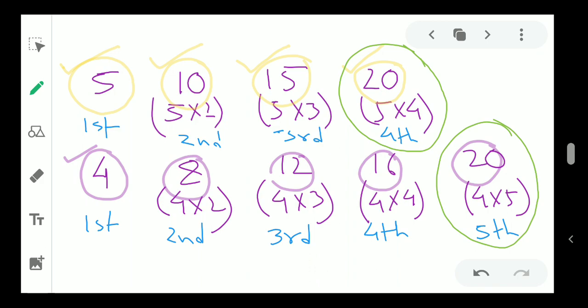Now see why I'm saying lowest, because if you continue this series, you will also get 5 into 8, that is 40. Here also, if you continue the table of 4, you will get 4 into 10 equal to 40. So 40 is also a common multiple, because it comes in both tables, but this 20 has come first. So this is the lowest one. That's why 20 will be the LCM of 4 and 5.